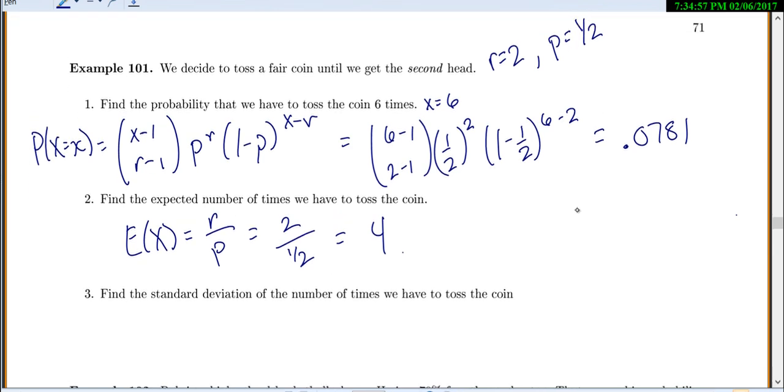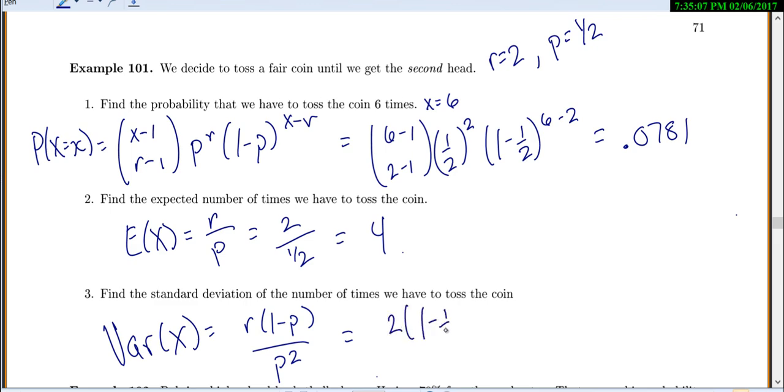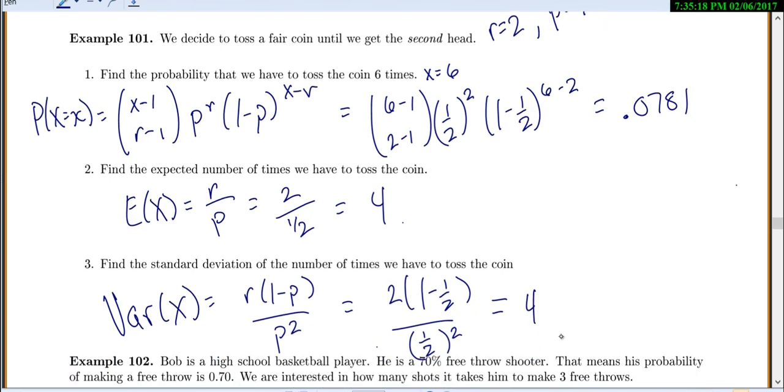Okay. And if you wanted to find the variance, it's just r times 1 minus p over p squared. So we'll have 2 times 1 minus 1/2 over 1/2 squared, which gives me, well, 4 as well. That 1/2 just throws everything off. And then if you want to find the standard deviation, it's just the square root of that, so 2.